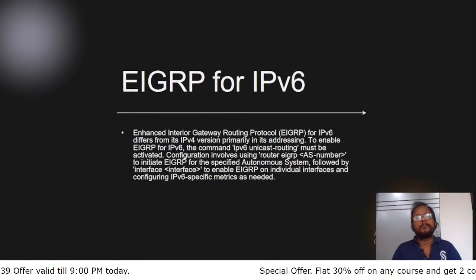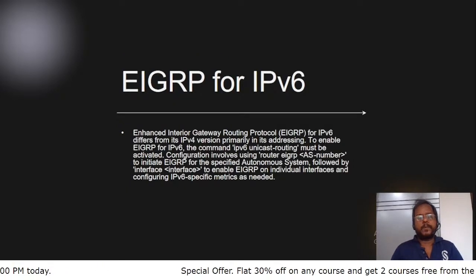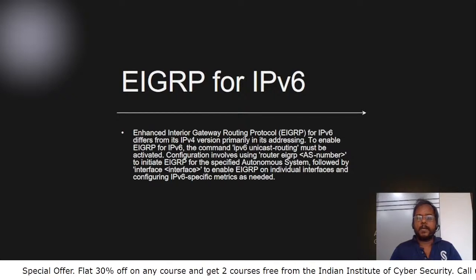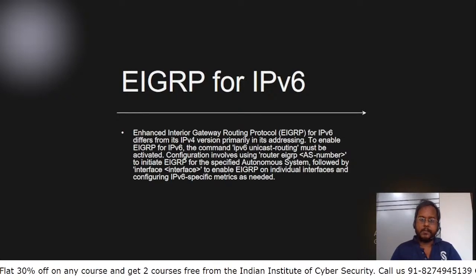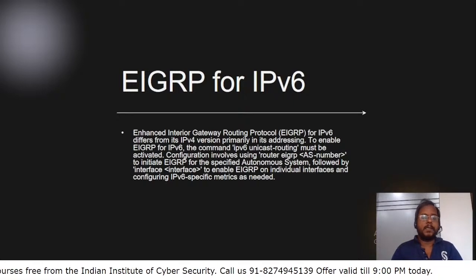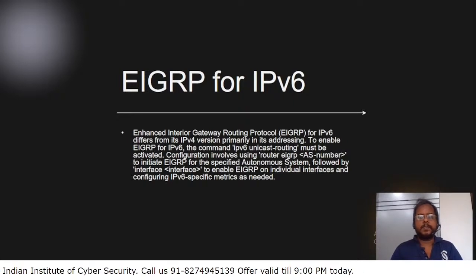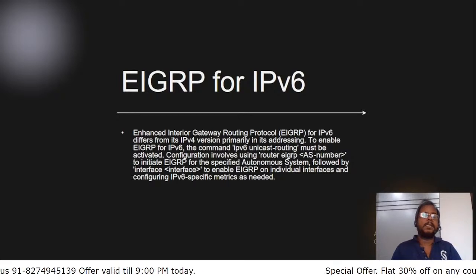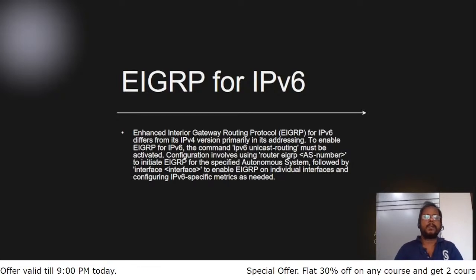In the case of EIGRP for IPv6, you have to first enable the command ipv6 unicast-routing, and then the configuration involves using router eigrp and the AS number to initiate EIGRP for the specified autonomous system, followed by the interface and the interface number to enable EIGRP on individual interfaces.